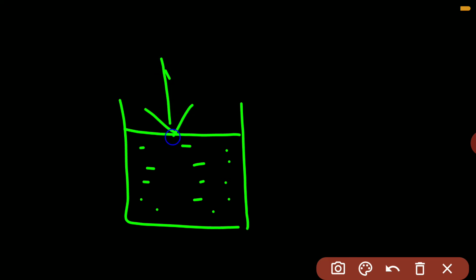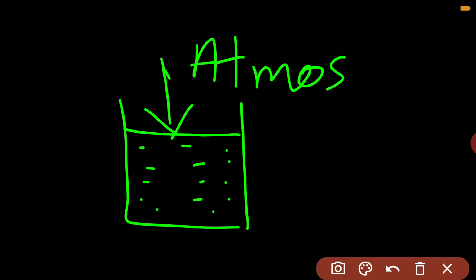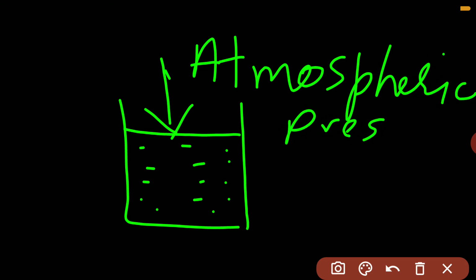Let me try to explain that. Suppose we take one container, and suppose it contains one liquid. On the surface of the liquid there will be atmospheric pressure acting, and at this depth H, at this point here, the pressure exerted by the liquid column will be H rho g.